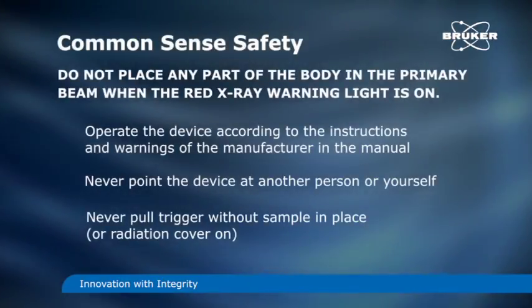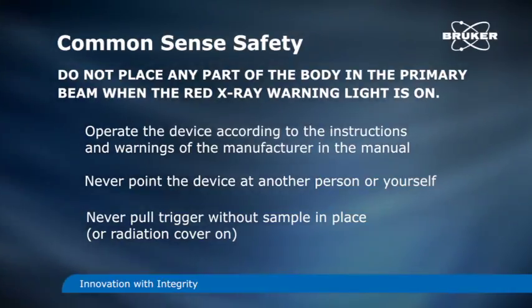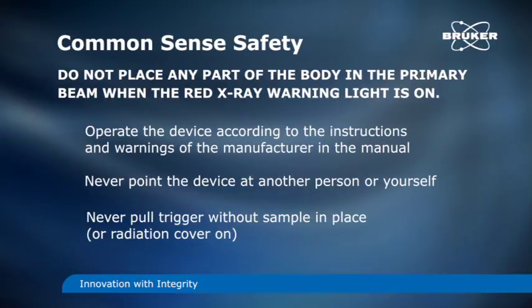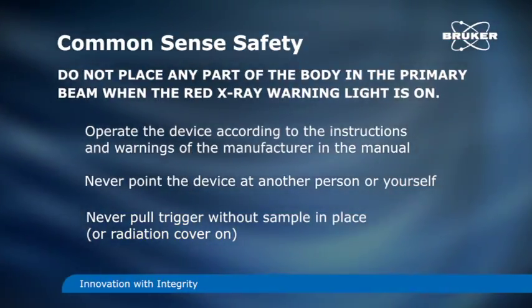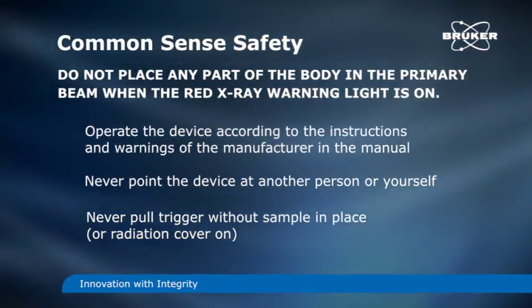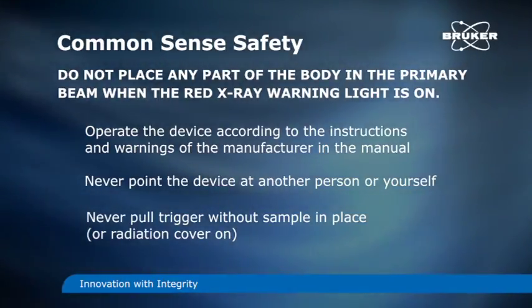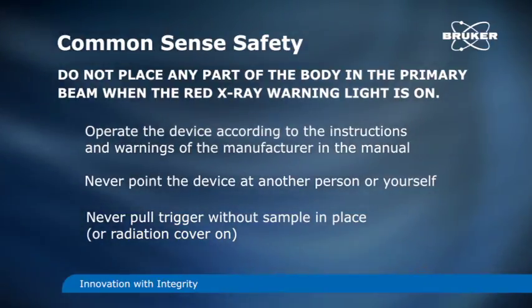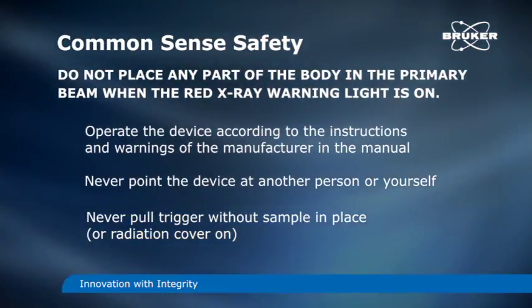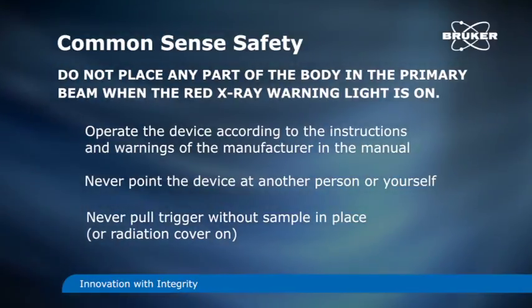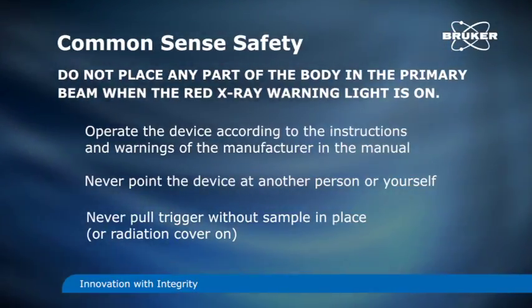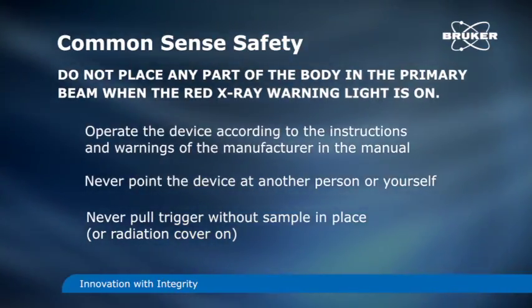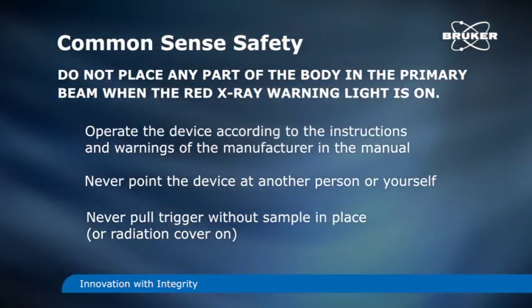In review, the common sense safety rules to remember are: Do not place any part of the body in the primary beam in front of the analyzer while the red X-ray light is on. Operate the device according to the instructions and warnings in the XRF Analyzer Manual. Never pull the trigger without a sample in place or the radiation cover on. Keep an area of about 1 meter or 3 feet in front of the analyzer free of all personnel. Never point the device at another person or yourself.